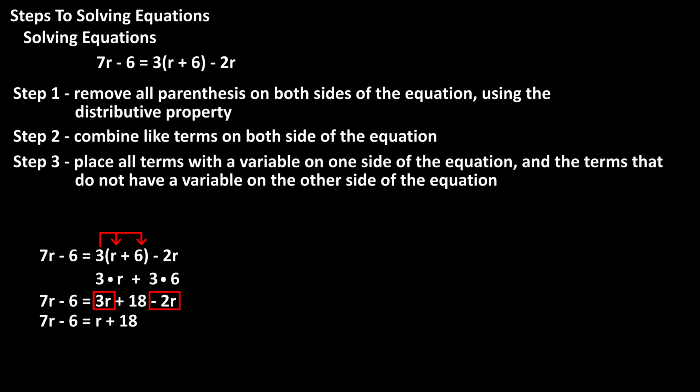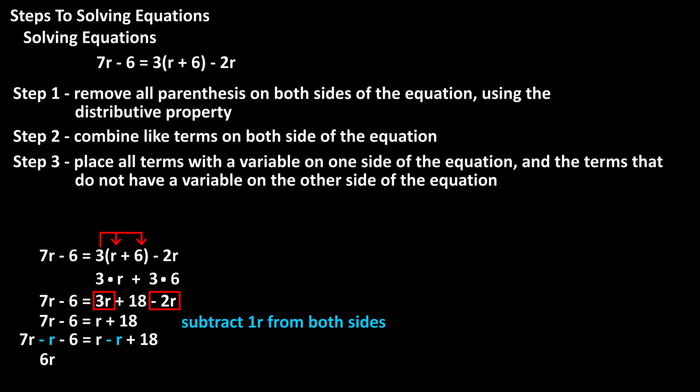Step 3 is to place all terms with a variable on one side of the equation, and all terms that do not have a variable on the other side of the equation. In our equation, we want to get rid of the r variable on one side, and the constants on one side. First, for the variable r, we have 7r on the left side, and 1r on the right side. What we can do is subtract 1r from both sides to get rid of the r on the right side of the equation. On the left side, 7r minus r is 6r, and on the right side, r minus r eliminates the r on the right side.